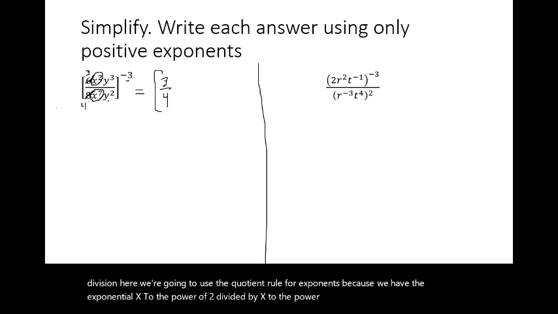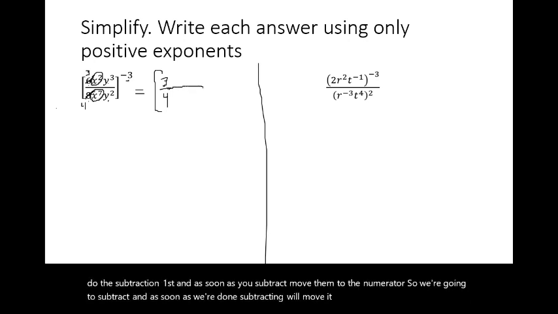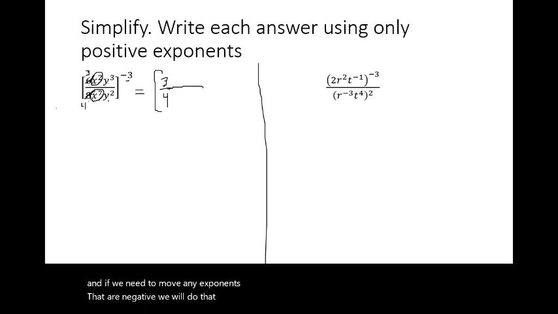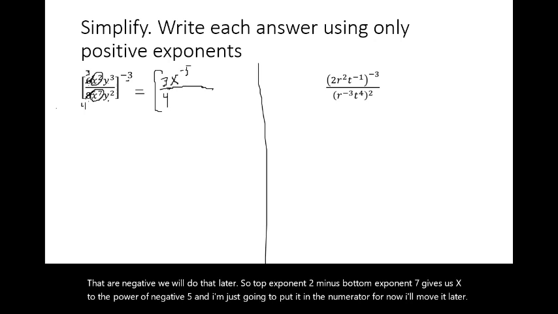Now, what I would recommend is do the subtraction first, and as soon as you subtract, move them to the numerator. So we're going to subtract, and as soon as we're done subtracting, we'll move it automatically into the numerator, and if we need to move any exponents that are negative, we will do that later. So top exponent 2 minus bottom exponent 7 gives us x to the power of negative 5, and I'm just going to put it in the numerator for now. I'll move it later. Then I'm going to do the same thing for the y.